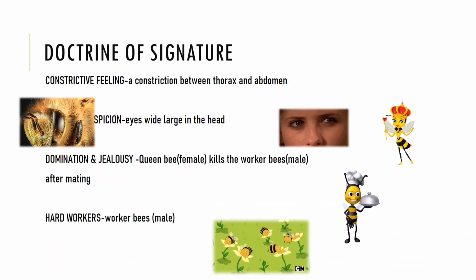You might have known that the queen bee will kill the worker bees after mating, so that denotes domination and jealousy. And basically the worker bees are hard workers. Then awkwardness and carelessness: the bees which collect pollen from the flowers may drop a few during collection, and that denotes the awkwardness and carelessness seen in Apis patients.